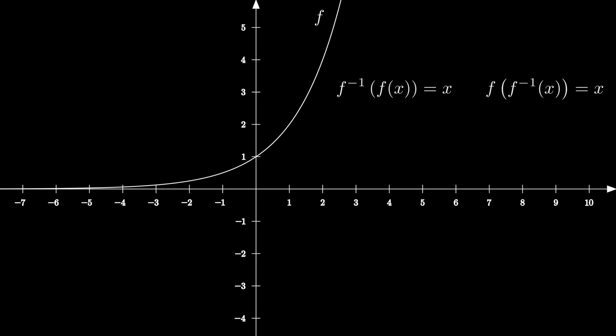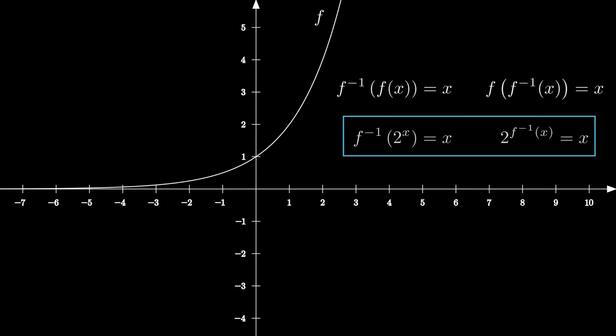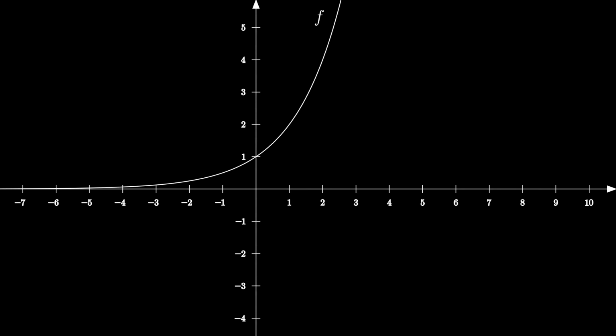Replacing f, we get that, by definition, the inverse of f is the unique function that verifies the equations: the inverse of f of 2 to the x equals x, and 2 to the inverse of f of x equals x, for all x in the respective domains. We know more than that though. For instance, we know how its graph must look like.